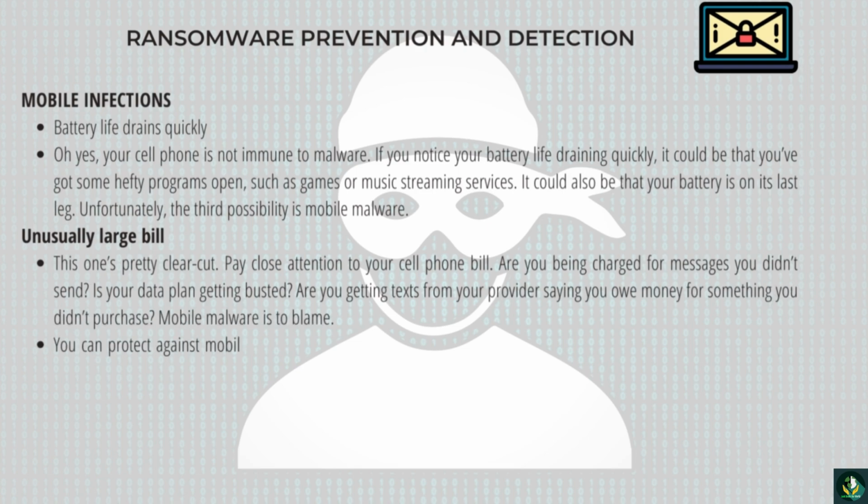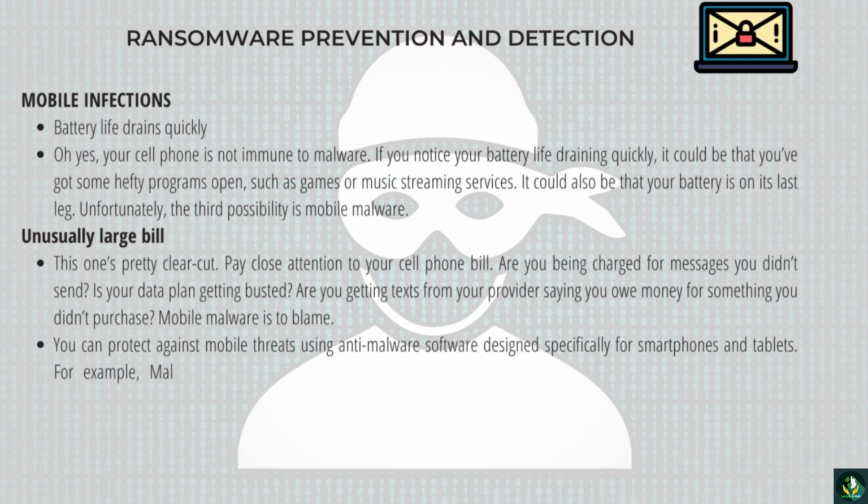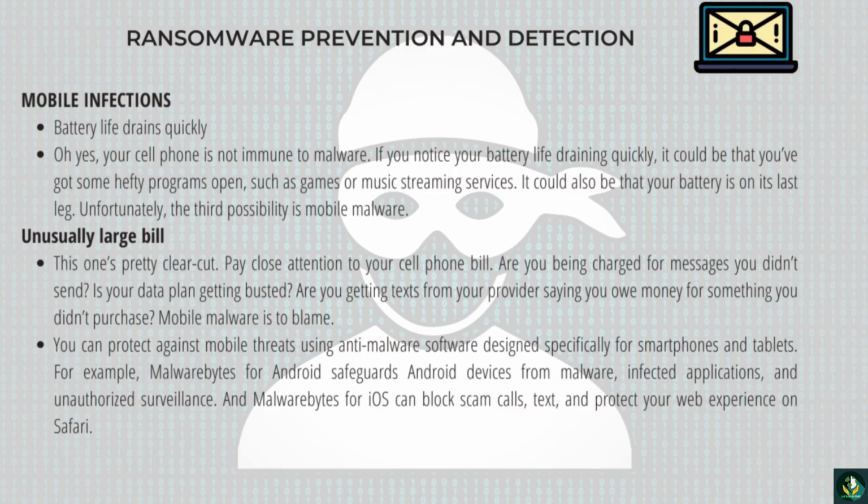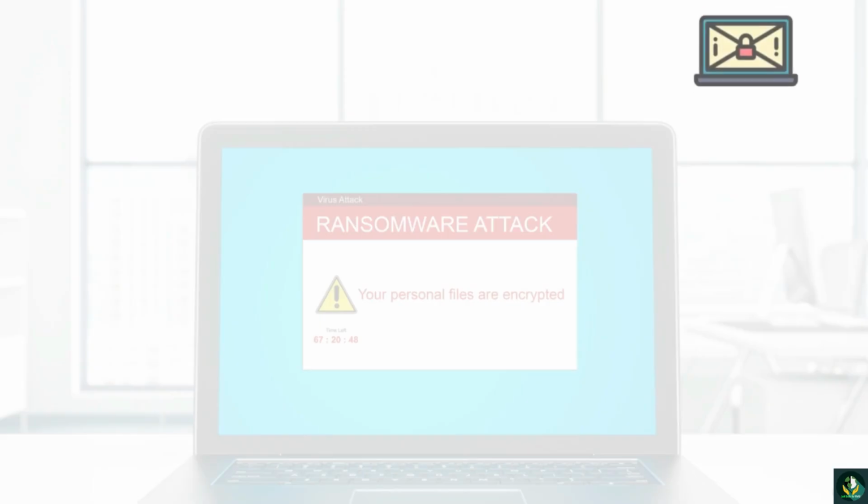You can protect against mobile threats using anti-malware software designed specifically for smartphones and tablets. For example, Malwarebytes for Android safeguards Android devices from malware, infected applications, and unauthorized surveillance. And Malwarebytes for iOS can block scam calls and texts, and protect your web experience on Safari.